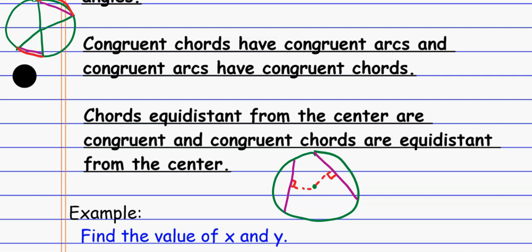It's also saying that if I have two congruent chords, then they should be the same distance from the center. In other words, these distances should be the same if the chords are the same. And likewise, if the chords are the same, then the distances will be the same. Okay, so it kind of goes both ways. Each of these theorems, really it's two theorems that I'm stating in one. If the chords are the same distance from the center, then those chords are congruent. If the chords are congruent, then they're the same distance from the center.